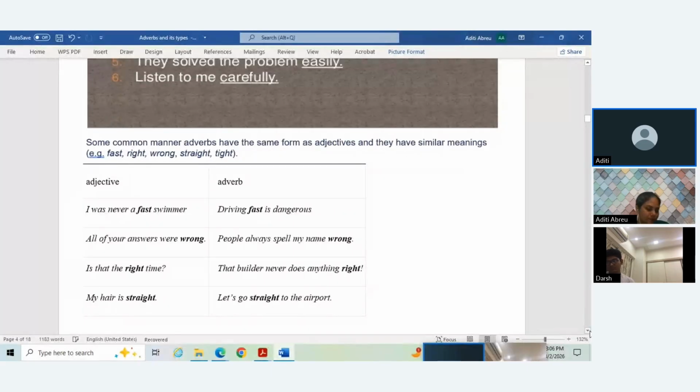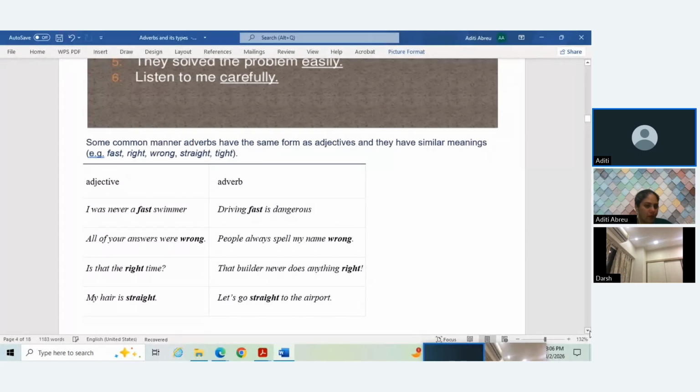So remember, adverbs are generally before or after a verb, or before or after an adjective, but they are never describing a noun. Okay, no adverb describes a noun. Clear? All your answers were wrong. Okay, here wrong is an adjective, it's describing the answers.